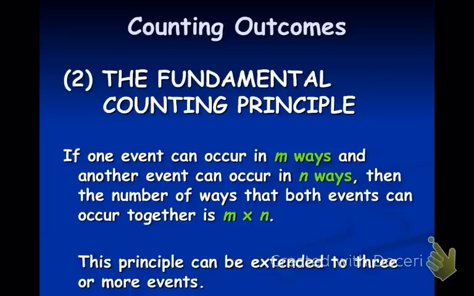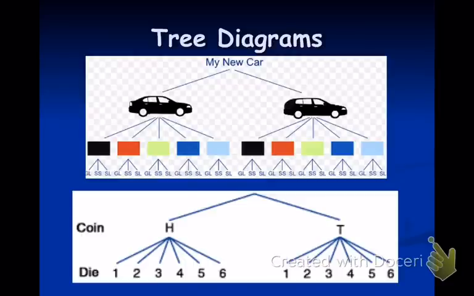So we go back to the previous one. The car, there were 2. The colors, there were 5. And the trims, there were 3. So 2 times 5 times 3 would give us a 30 at the bottom. For the second one, for the coin, we have 2, and then we have 6. So 2 times 6 is a total of 12.